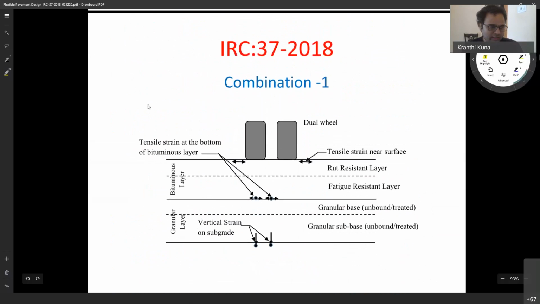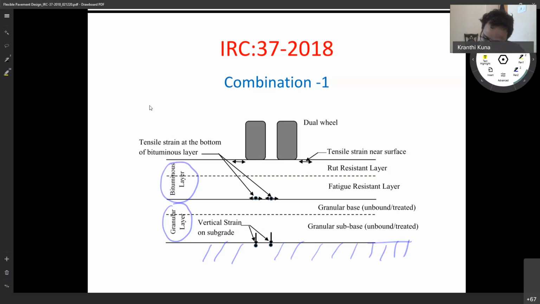So this is one type of pavement. This is conventional pavement. You have a bituminous layer, you have an unbound granular layer, and on top of the subgrade you have a subgrade. This is conventional fully flexible pavement. We call it fully flexible pavement. So how do we design this one?